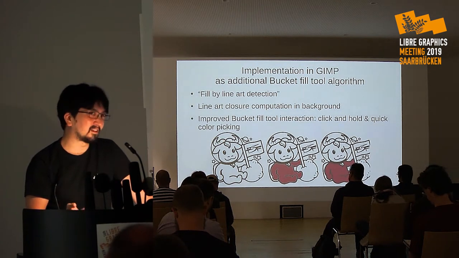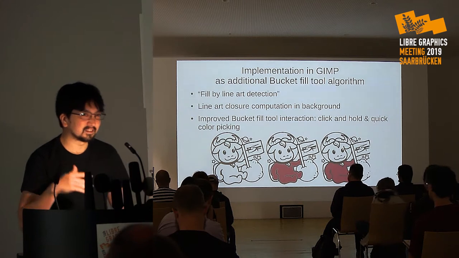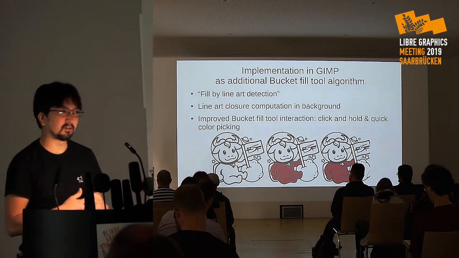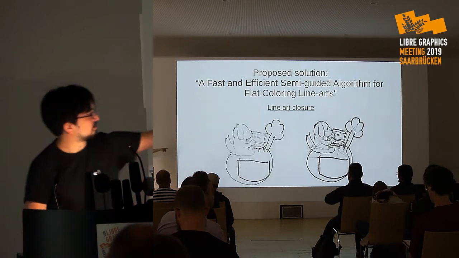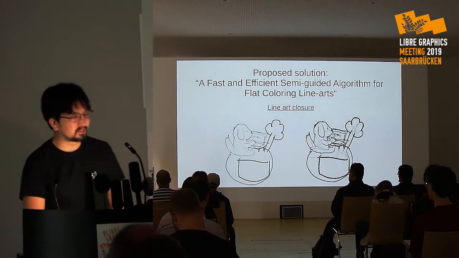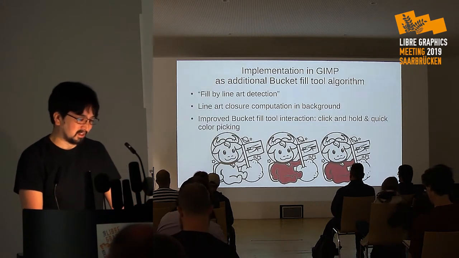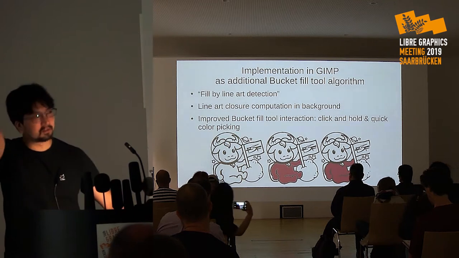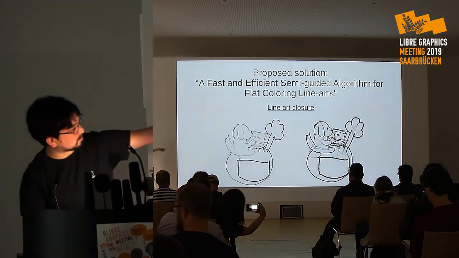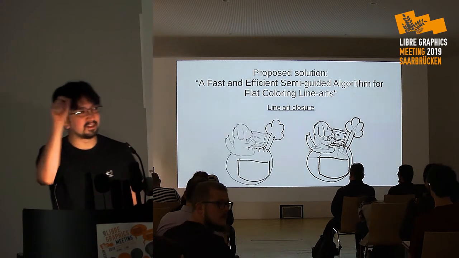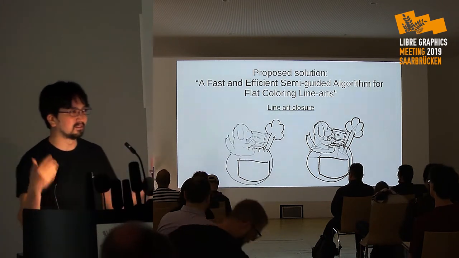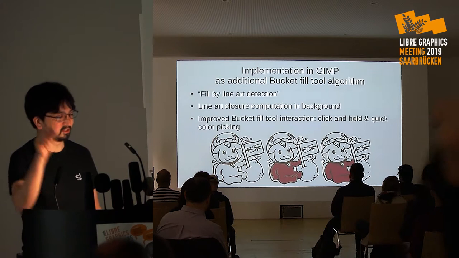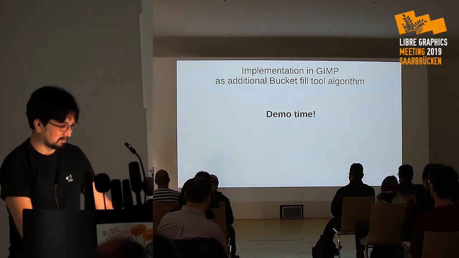Depending on the image size, it's not instant compared to the other algorithm. So we do some computation in the background, basically all the intermediate stuff here. This is done as fast as possible, as soon as possible. And also I improved the interaction in the bucket fill a bit. I allowed you to click and hold. Because as you saw, that's the problem of our segmentation here. If we had to click and discover what the areas have been created internally by the algorithm, it will be slow. So I just click and hold, and I will make a demo now.